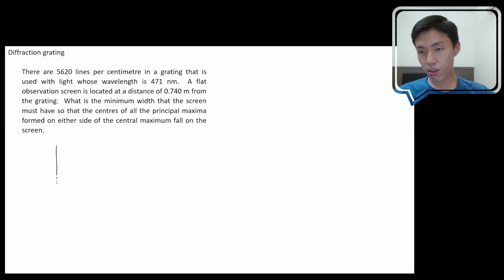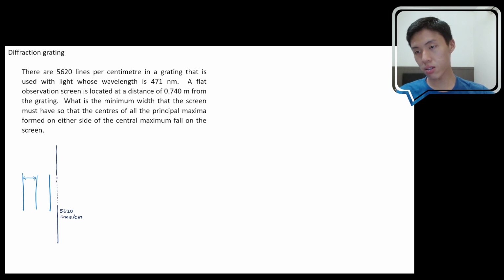So I represent the diffraction grating by a series of dots to represent that there's a lot of slits in it. Okay, so they say that you can find around 5,620 lines per cm. Okay, so the wavelength that you're going to send to pass through this diffraction grating, it's 471 nanometer.